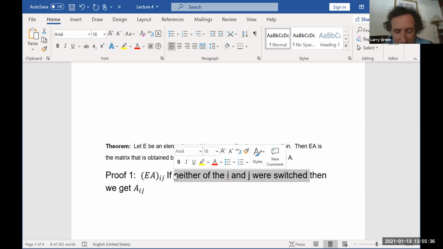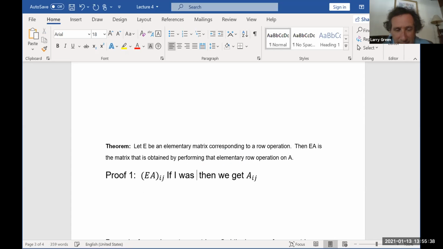So if I was not switched, then you just get a_ij, nothing changed, and that's what you expect, because that means if you're not on that row, then it better not have been switched. Does that make sense? Now, what if you are on that row?